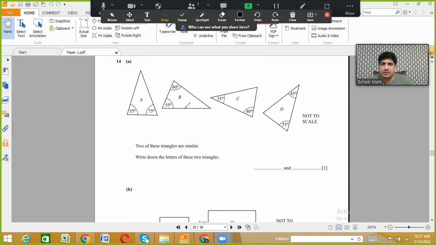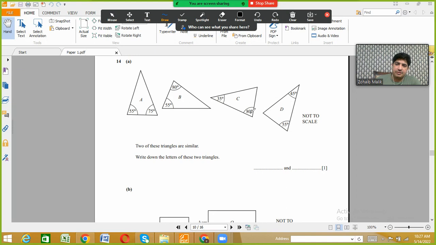So here different triangles are given. Two of these triangles are similar. Write down the letters of these two triangles. As we know, only a pair of angles is given in every triangle, so it means this property is going to apply: angle angle side. In this property, which is a unique property, we just have to make two angles equal between two shapes, then they are considered similar shapes.